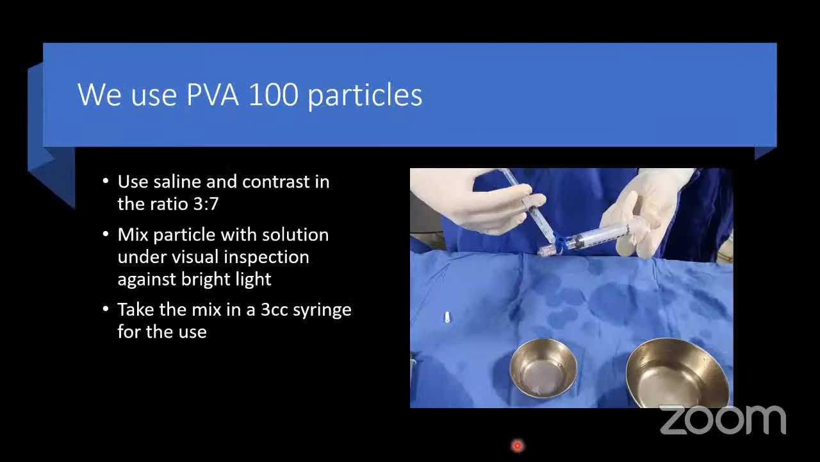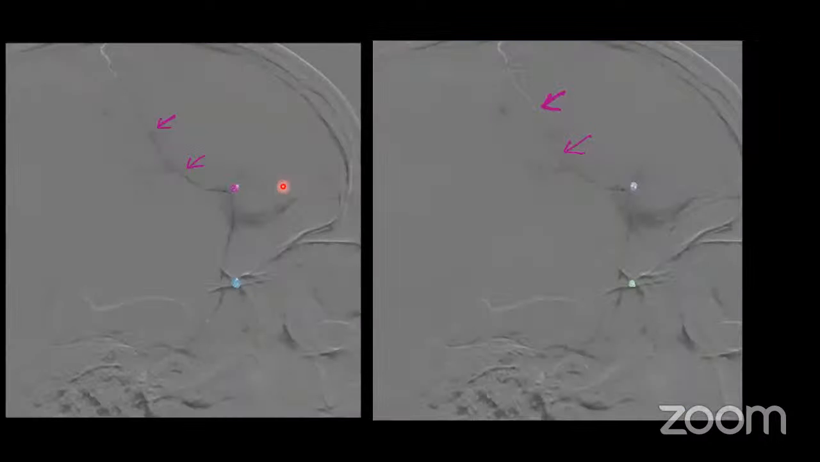Here we use PVA 100 particles, and PVA 100 particles are put in a bowl, and we will mix with the solution made by mixing saline and contrast in the ratio 3:7. 7 contrast, 3 saline. And we will mix the particle with a visual inspection against a bright light, so that a favorable mixture thickness we obtain, and we will take it in either 2.5 cc or 3 cc syringe, and we'll inject.